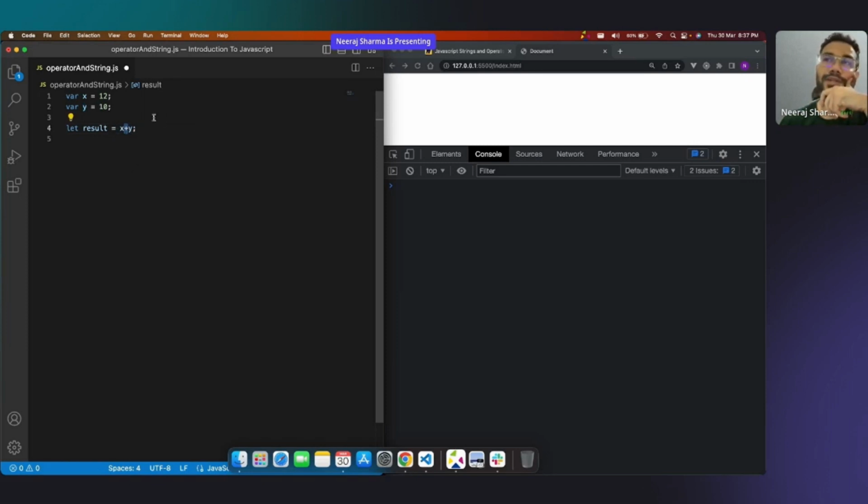Now what is happening? So how does this work? Will it directly assign x to the result? No. It is actually coming like this. It will first execute this code. That means it will first do x plus y. Then whatever comes up, that thing will get assigned to result. Okay.